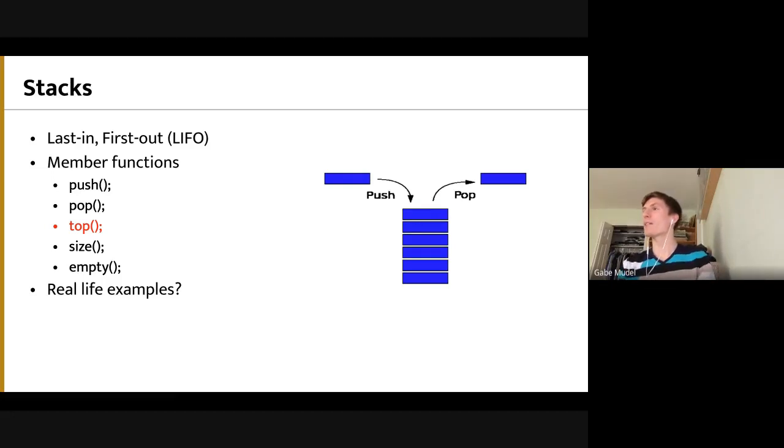Back button on a browser. Very good. That's a really good one. When you click Control Z to undo something, that's a stack. When you type something in your Word document, that action is put onto the stack, and then you click Control Z, and that action is removed from the stack.